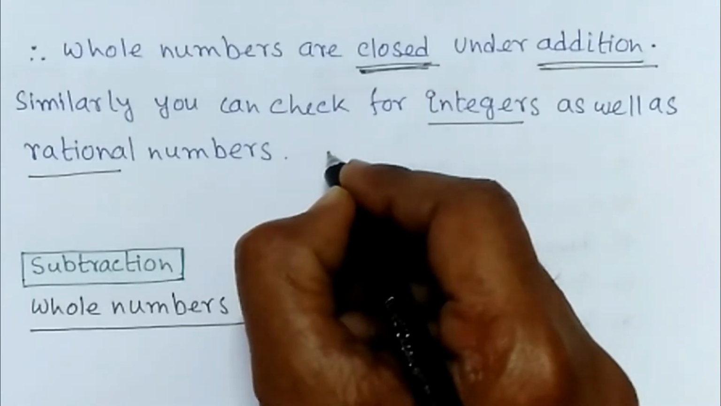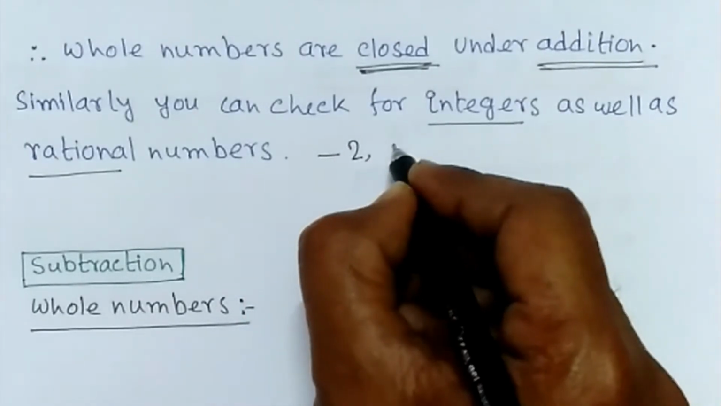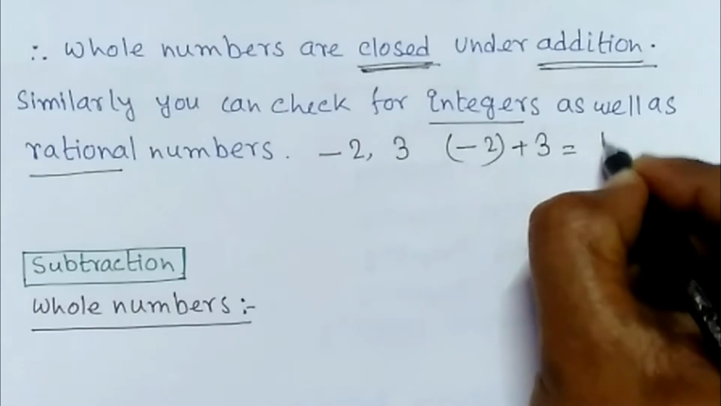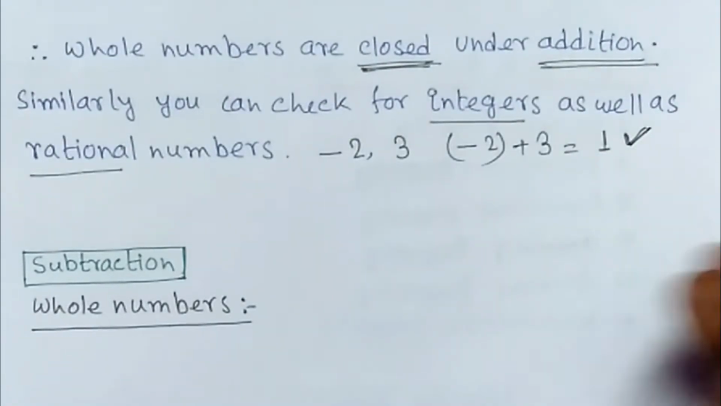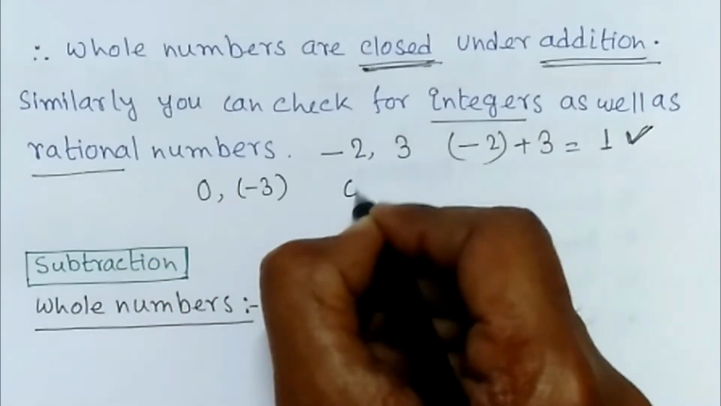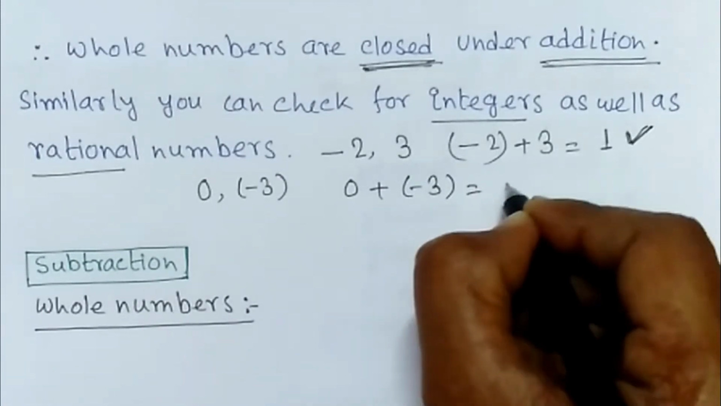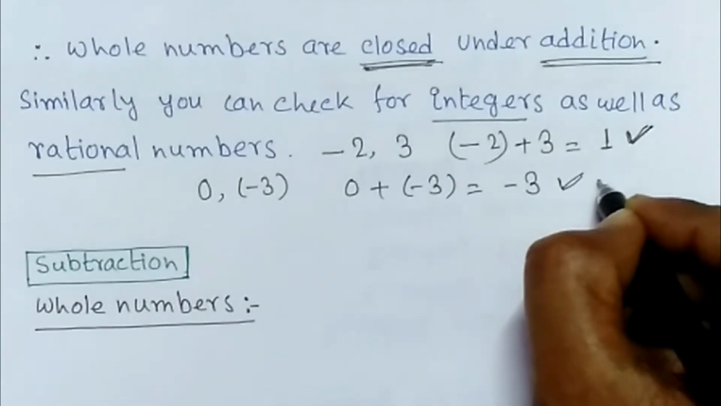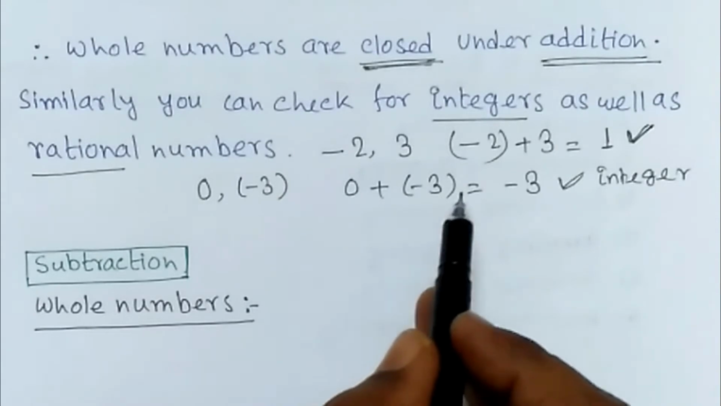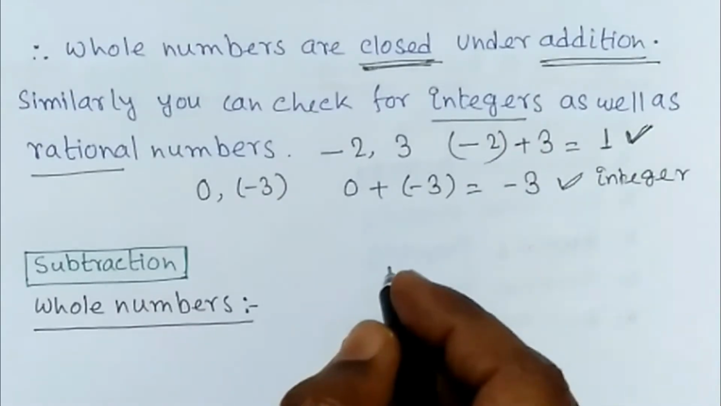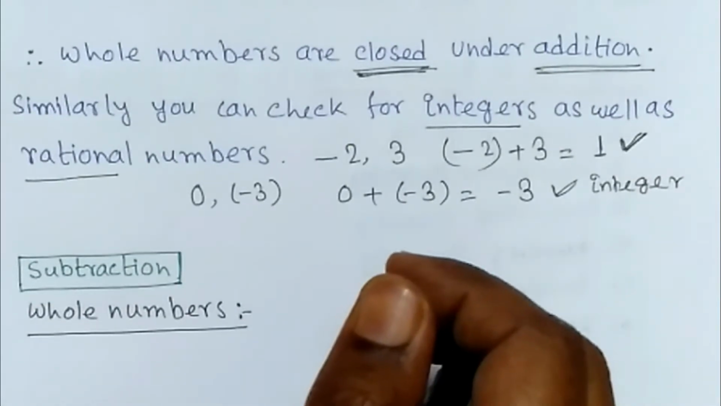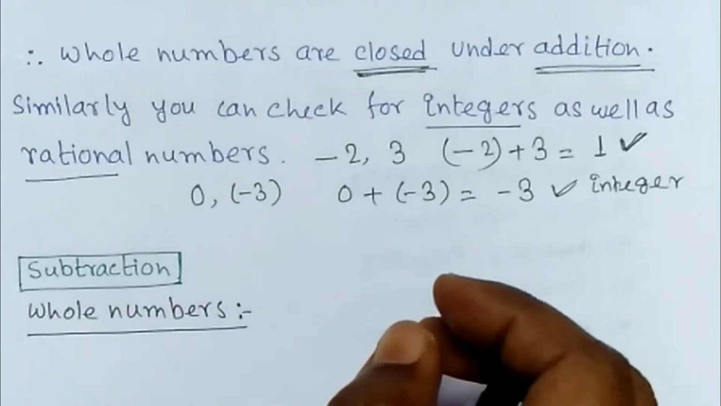For integers, suppose we take two integers, minus 2 and 3, and add them. Minus 2 plus 3 is equal to 1, which is also an integer, right? Again, if we choose 0 and minus 3 and add them, 0 plus minus 3 is equal to minus 3. Minus 3 also is an integer. So we can say that all the integers are also closed under addition. Now you can check for the rational numbers also. Take any two rational numbers and add them. If you get a rational number, then you can say that rational numbers are also closed under addition.